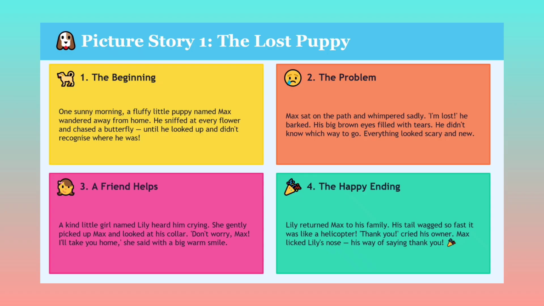The second thing is the problem that happened with Max. Max sat on the path and whimpered sadly. "I am lost," he barked, his big brown eyes filled with tears. He didn't know which way to go. Everything looked scary and new.